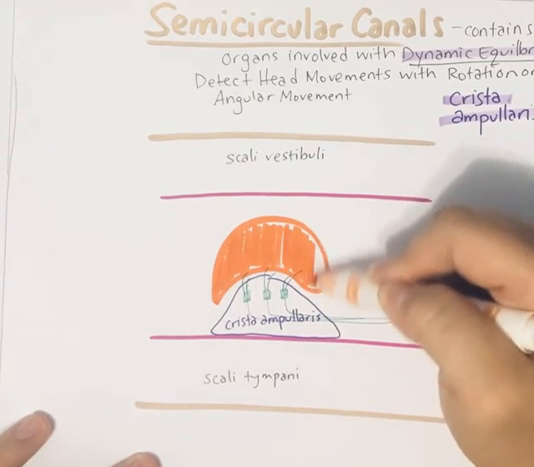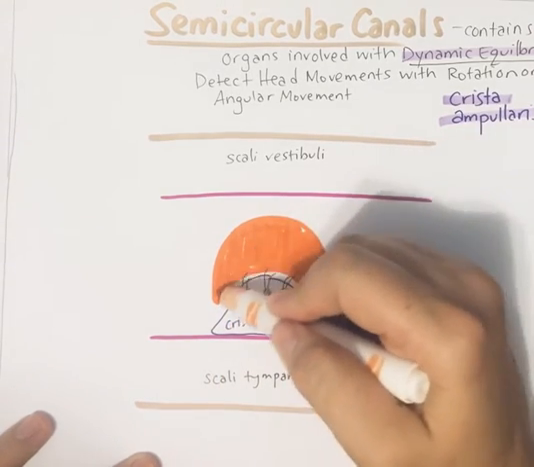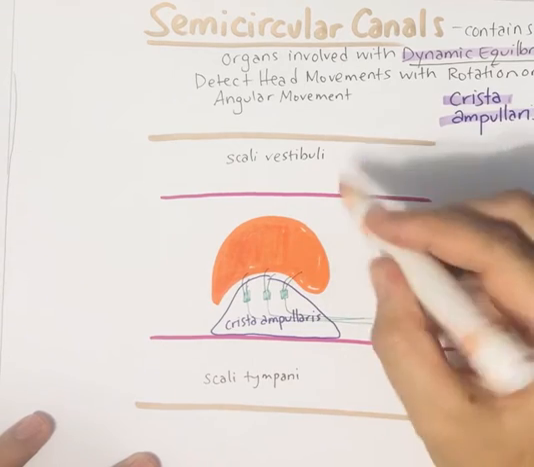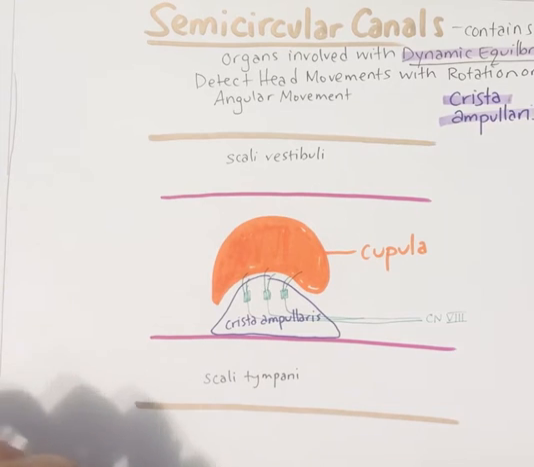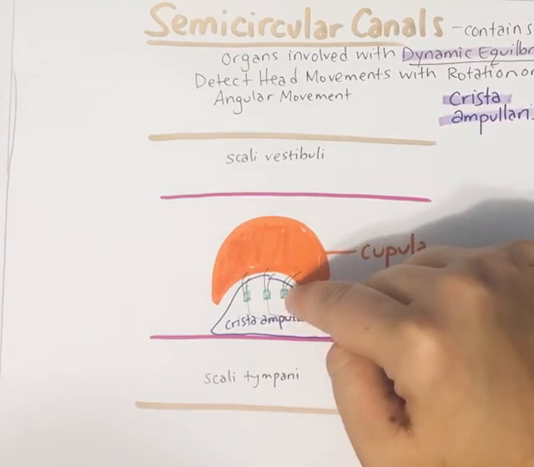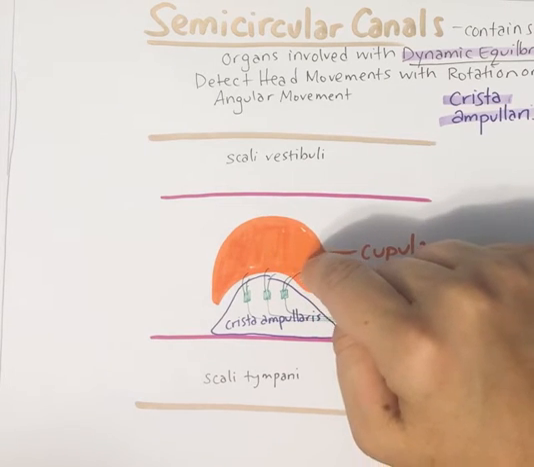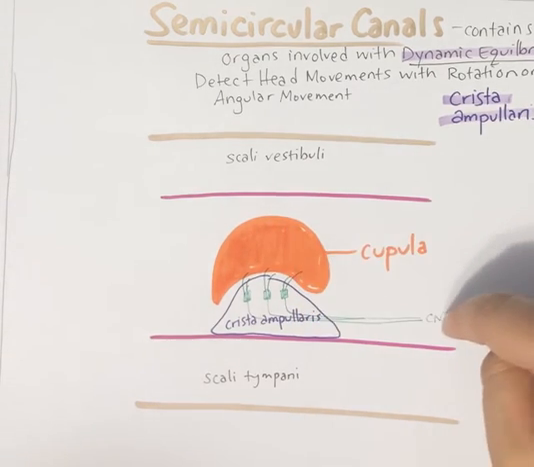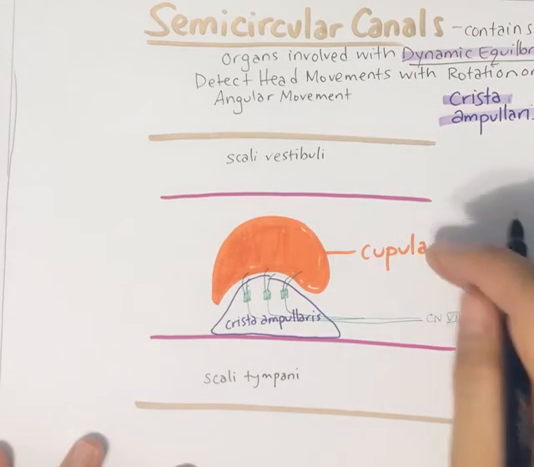It's actually a little more pointed than this, but literally just think of it as an upside down wine glass. Now, we call this the cupula. So, the crista ampullaris is going to be responsible for dynamic equilibrium when the hair cells bend. Now, the cupula is the membranes that are going to move the hair cells, which is going to stimulate the vestibular branch of cranial nerve 8. So, let's talk about the cupula.